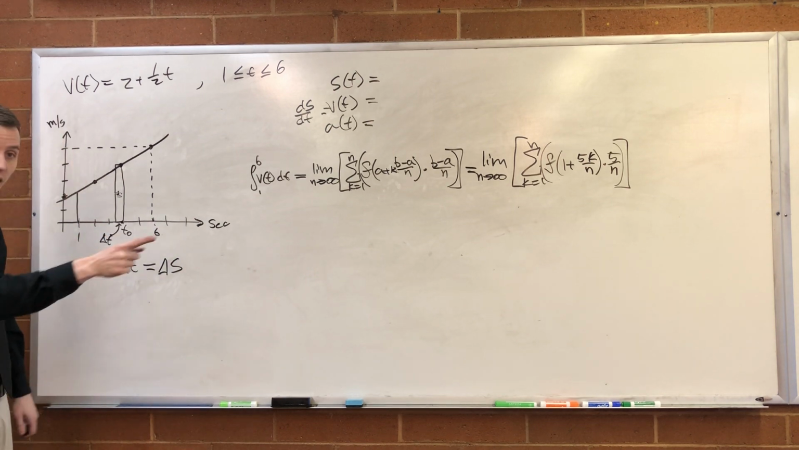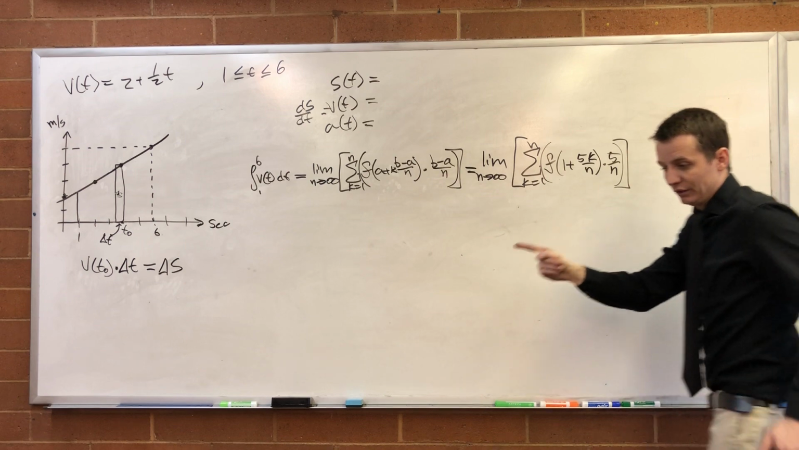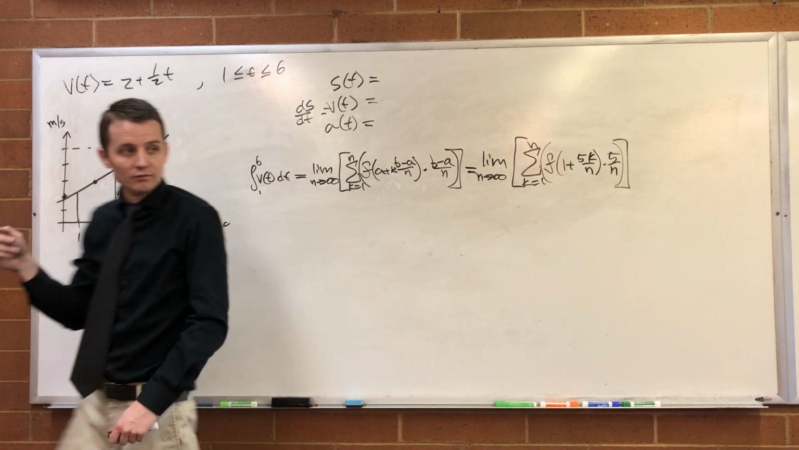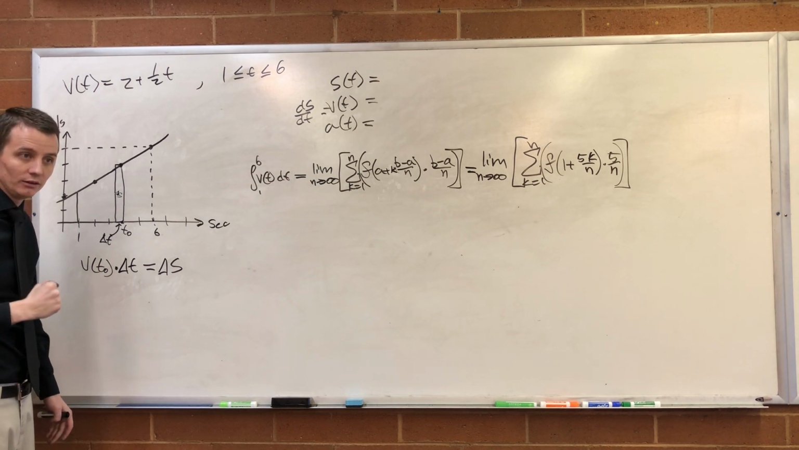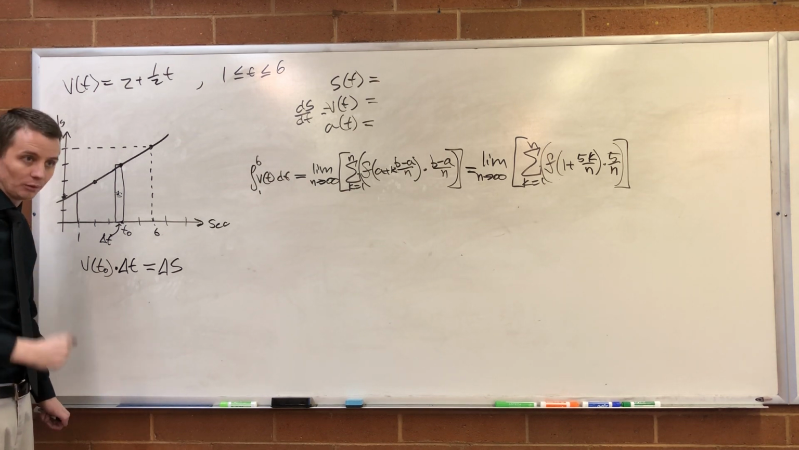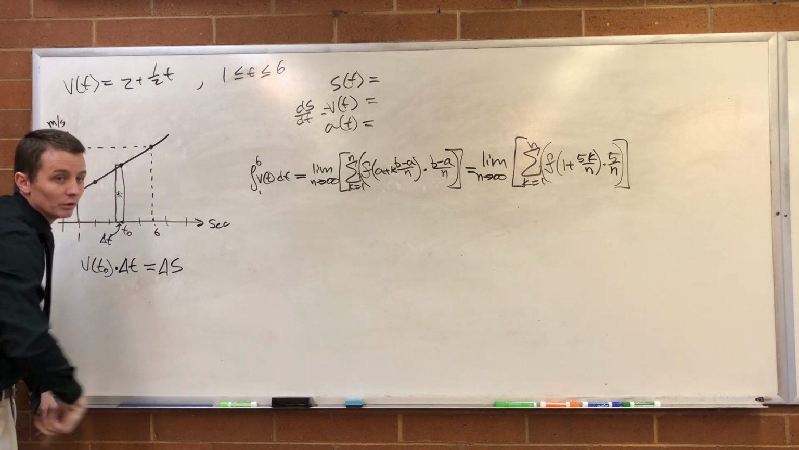So if I have a positive 3 velocity for 1 second, and then a negative 3 velocity for 1 second, my displacement is 0. I'm back where I started. My end position and my start position are the same thing. My displacement, 0. My distance was 6.